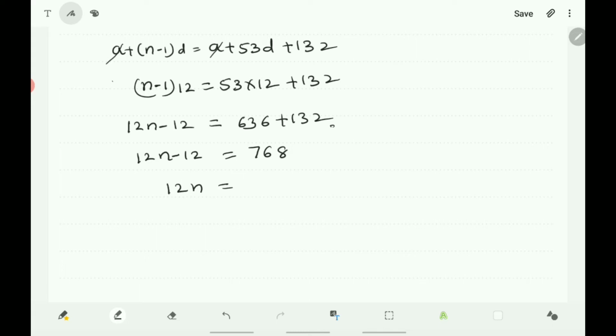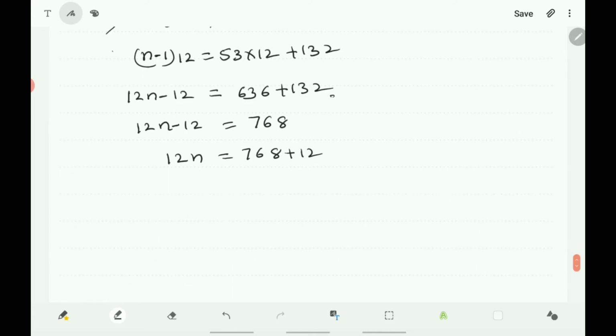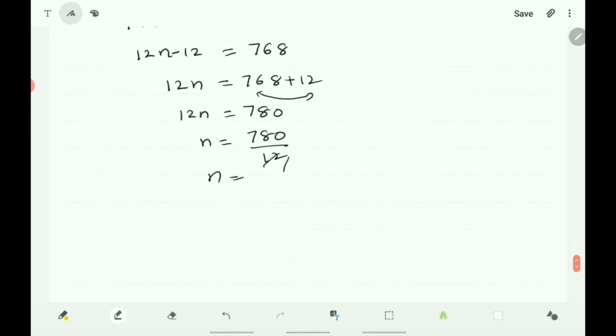And 12n minus 12 equals 768. Transfer this 12 to the RHS, that becomes plus 12. Then 12n equals 768 plus 12, that is 780. And n equals 780 by 12. 12 sixes are 72, remaining 60, that is 12 fives are 60. So n equals 65.